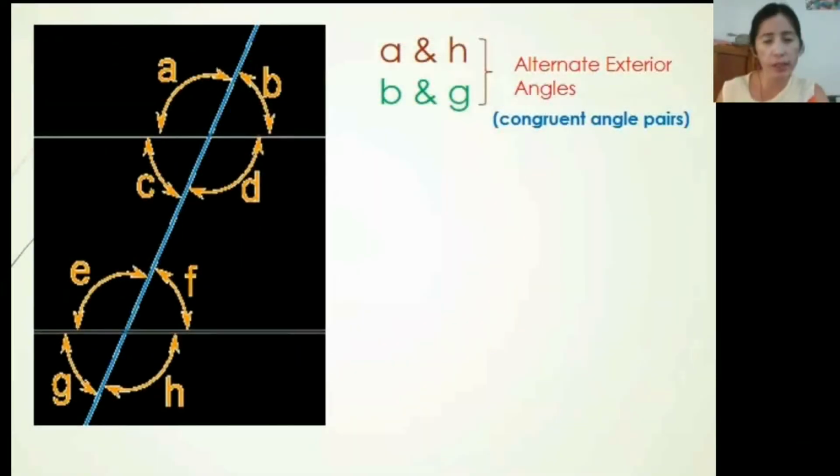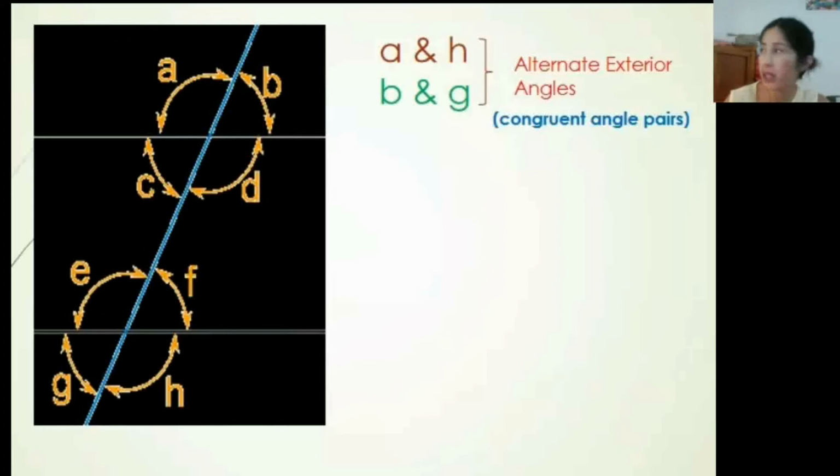Alternate exterior angles. Okay, just like alternate interior angles, alternate because one is on the left side of the transversal while the other is on the right side of the transversal. Exterior because they're on the outside. Exterior means outside. So they're on the outside of these parallel lines. Look at that. A and H, aren't they on the outside? Yes, they're on the outside here. H is down and A is on the upper part. And B and G, they are exterior angles.